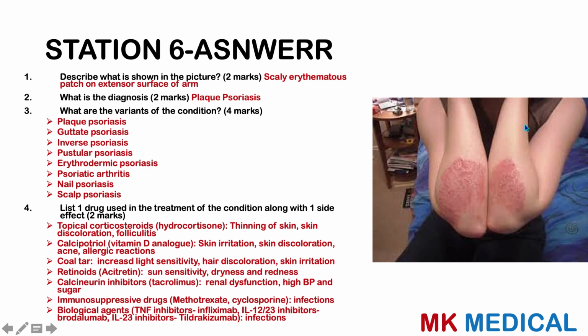So these are scaly, as you can see, they are scaly erythematous patches that we can see on the extensor surface of the arm very close to the elbow. So most likely this is plaque psoriasis.